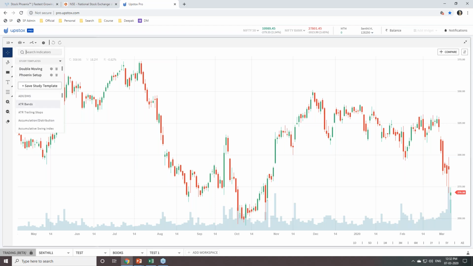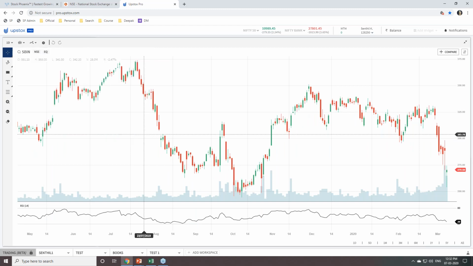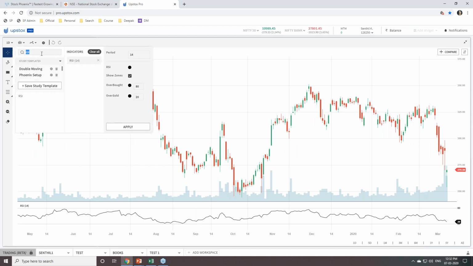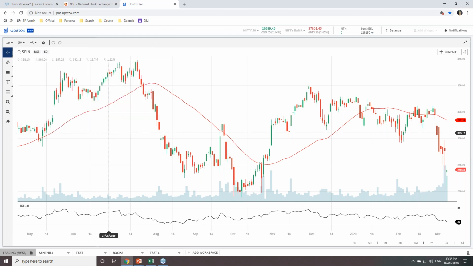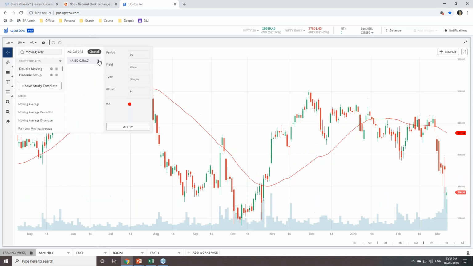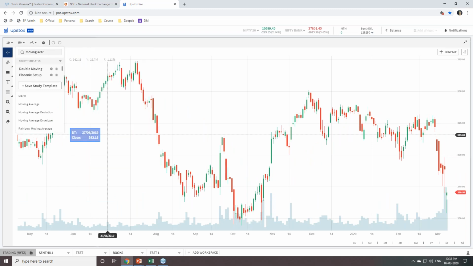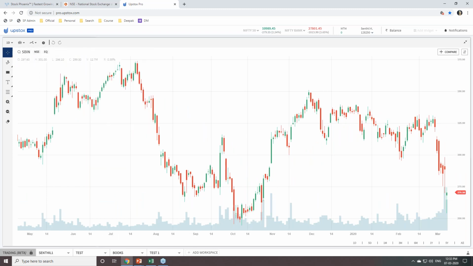Next, the indicators. So how are we going to add the indicators? Say, for example, you want to add RSI. Click on RSI, apply. You want to add moving average. Click on moving average. What are the metrics you want to keep here? Keep the metrics, apply, it is added. And how do you delete something? Delete or clear all. So this is the way to add and delete indicators.